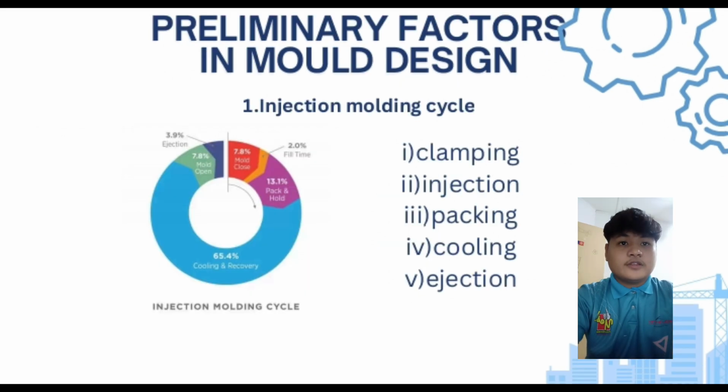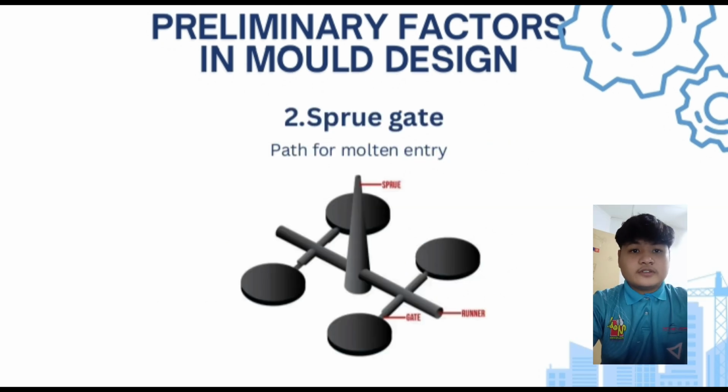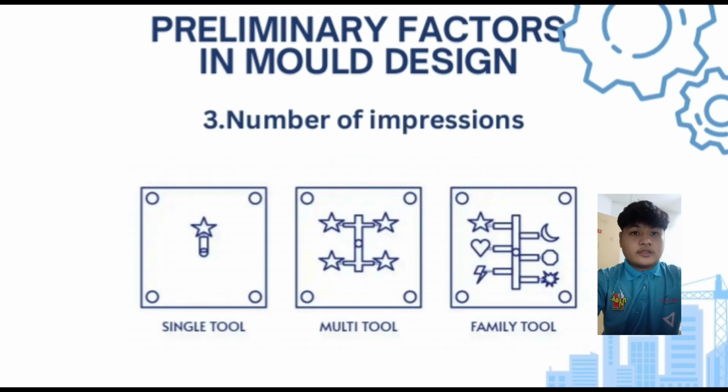Now we go to preliminary factor in mold design. First, injection molding cycle has 5 steps. Number 1 is clamping. Second, injection. Third, packing. Fourth, cooling. Fifth, ejection. Number 2 is sprue gate, path for molten entry. Number 3 is number of impression. There are 3 types, which are single tool, multi tool, and family tool.